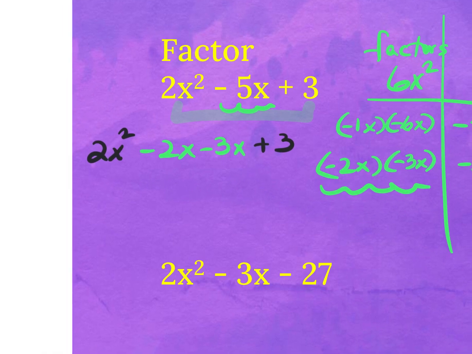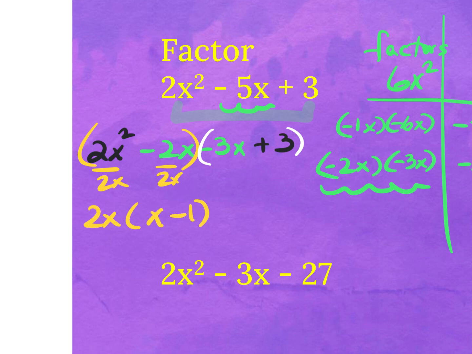So if I make my groups, I'll make a yellow group and let's see, a white group so it shows up. So my greatest common factor of yellow is 2x. Divide it and I get x minus 1. My greatest common factor of the white group, if I pull out a +3, my signs aren't going to be good. So I'm going to pull out a -3 GCF. And when I divide -3x by -3, I get +x. And then +3 divided by -3 is -1. I got the same thing.